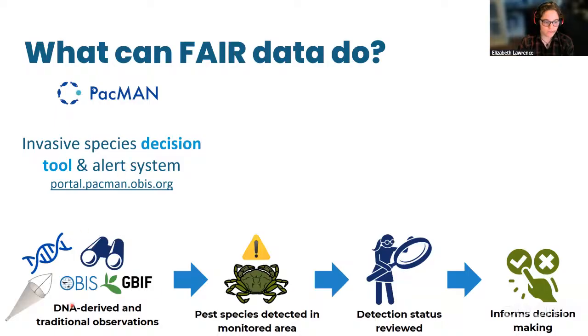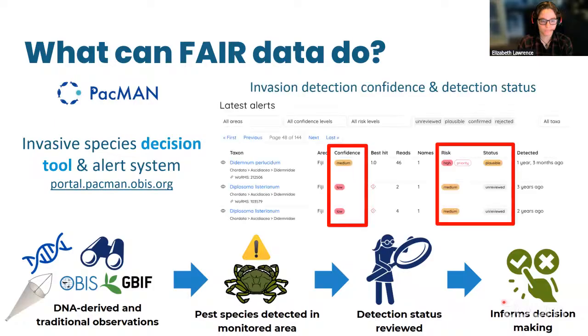The tool obtains data from both OBIS as well as GBIF. Whenever a pest species is detected in the monitored area, it sends an alert. The metadata associated with that detection allows us to review, provide a confidence, and then that information is used to provide informed decisions on how to deal with this potential bioinvasion. This last screenshot shows what the tool looks like, where you can see the confidence, the risk, and the status for a particular detection.